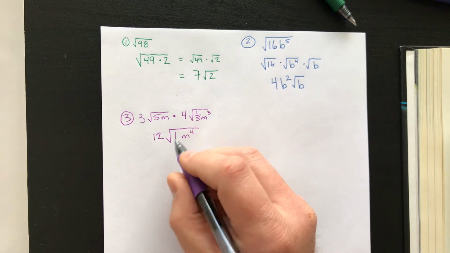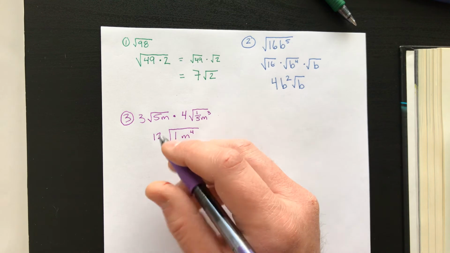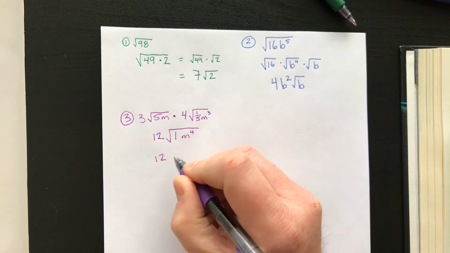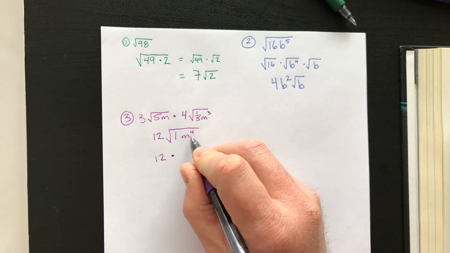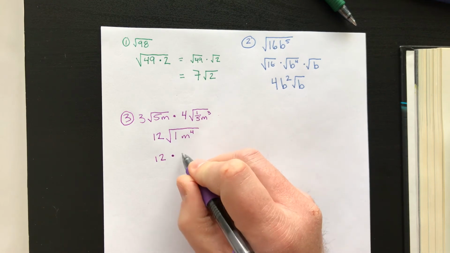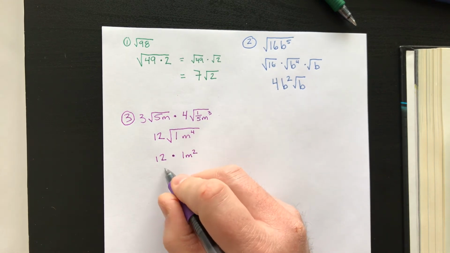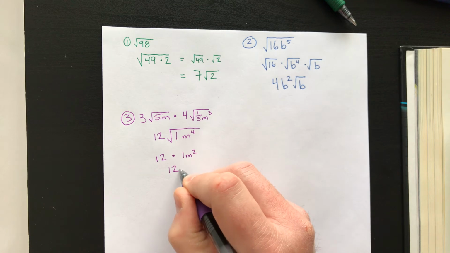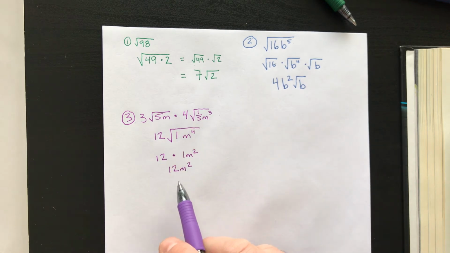So all I'm doing is taking, what is the square root of 1? Well, the square root of 1 is 1, and the square root of m to the 4th is m squared. So 12 times 1 times m squared is just 12m squared. So it starts out messy and then ends up being real nice. Okay? All right, let's do another one.